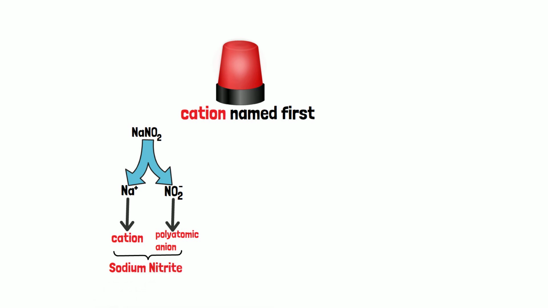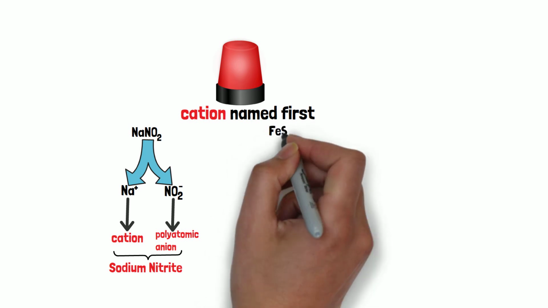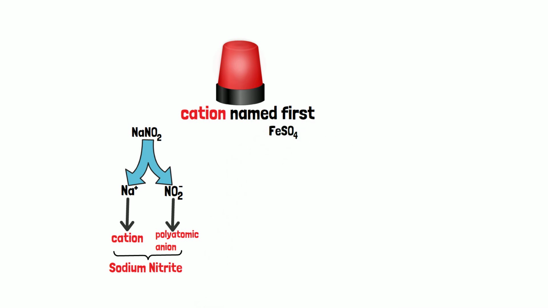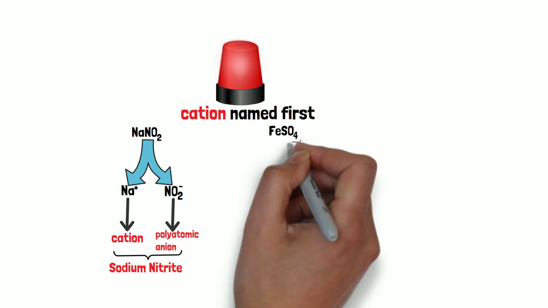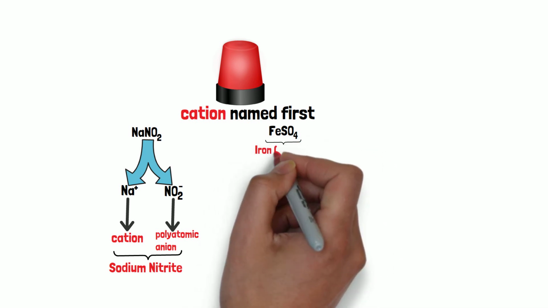Let us try our hands at another example. If given the compound FeSO4 and asked to name it, what do you think the name of this compound is? This compound is called iron 2 sulfate.